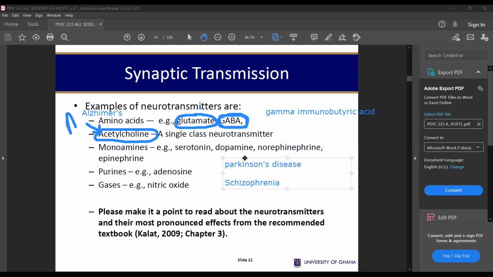All right, that's all. Then the last one I'll discuss is norepinephrine. Sometimes we call it noradrenaline or adrenaline. Norepinephrine also plays a significant role when it comes to mood. And higher levels of norepinephrine could lead to anxiety.